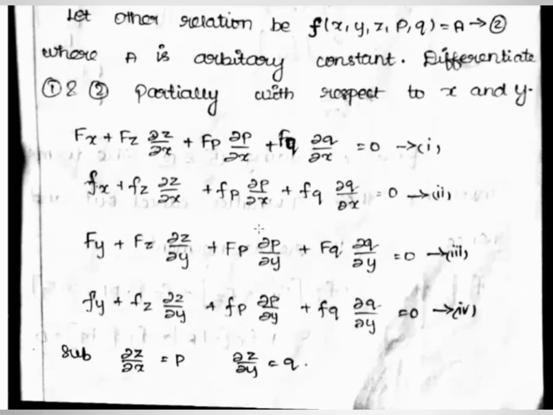So the equation changes into the second term changed in all equations, because you have to substitute for ∂z by ∂x. Instead of ∂z by ∂x, you substitute p here, and instead of ∂z by ∂y, you substitute q here. So the equation converts into Fx plus Fz p plus Fp ∂p by ∂x plus Fq ∂q by ∂x. The remaining terms are the same as the above equation, but only the second term changes.